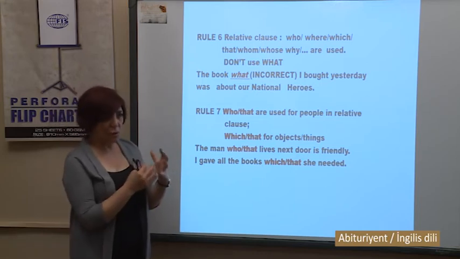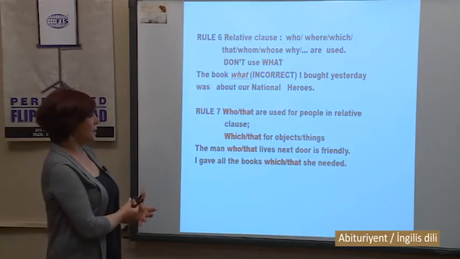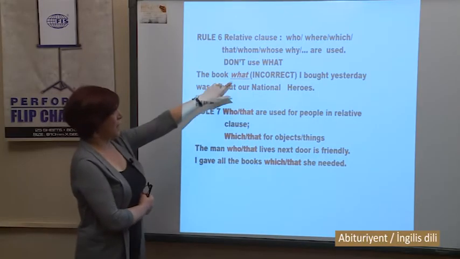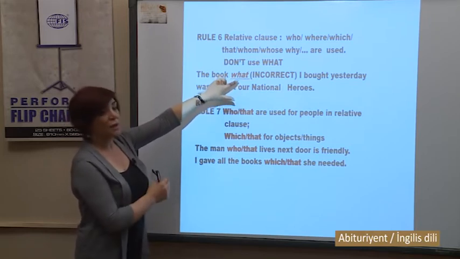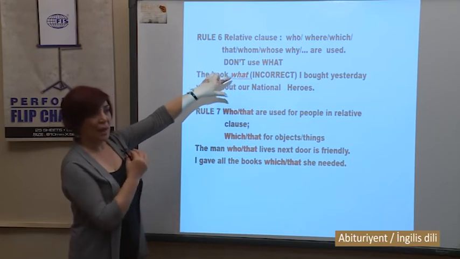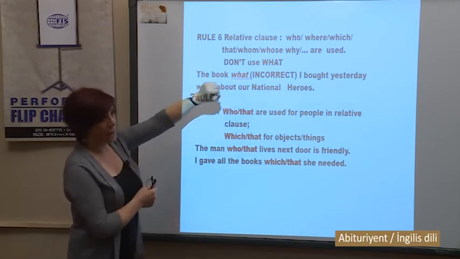You can use which in a question. For example, which man are you talking about? Don't confuse them. This is the question, and we would like to clarify, to identify which one you are talking about, this or that. I gave all the books which or that she needed, but nothing about who or what, as I mentioned here in rule number 6. What is not used as a conjunction in a relative clause.